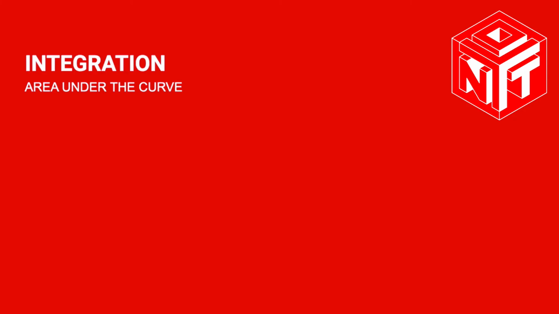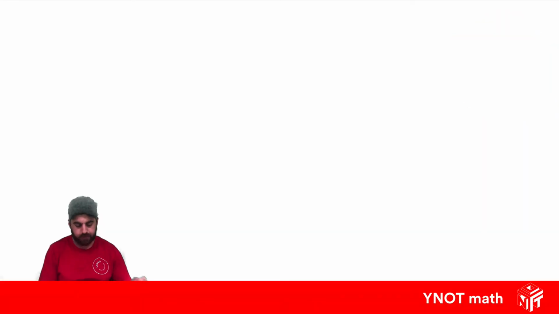Area under the curve. So what is the actual mathematical definition of integration? Just like when we do differentiation, differentiation gives us a derivative, which is the gradient of the tangent at any point on the curve. Well, integration actually helps us find areas under the curve.